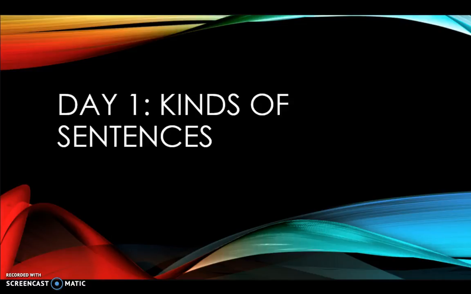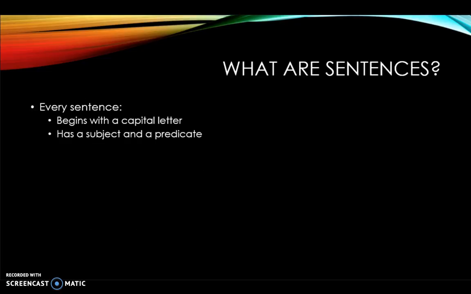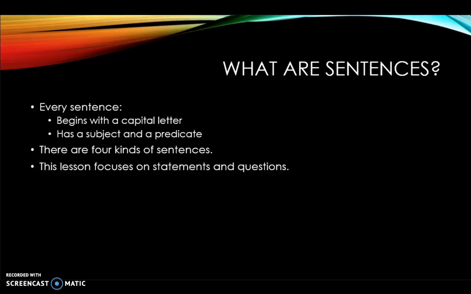This week we are talking about kinds of sentences. So first let's review what are sentences. Every sentence begins with a capital letter and has a subject and a predicate. There are 4 kinds of sentences we're going to talk about this week, and we're going to focus on 2 of them today. The 2 we're focusing on today are statements and questions.